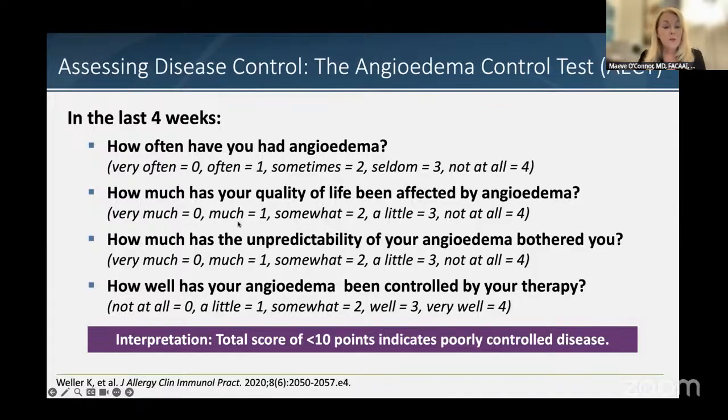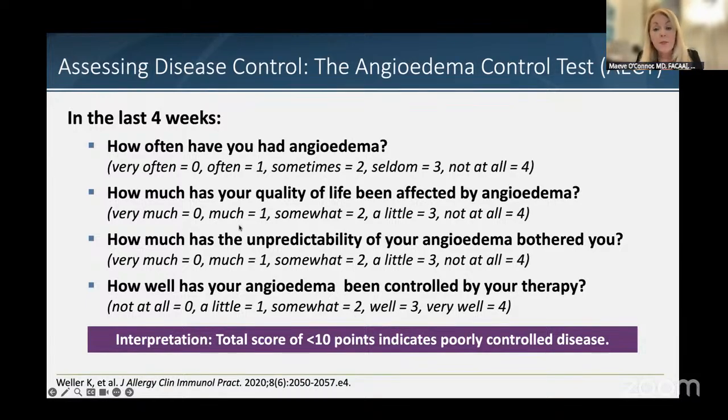So assessing disease control, there is a patient-reported validated outcome test called the Angioedema Control Test, AECT. And it has the following questions. In the last 4 weeks, how often have you had angioedema? How much has your quality of life been affected by angioedema? How much has the unpredictability of your angioedema bothered you? And how well has your angioedema been controlled by your therapy?